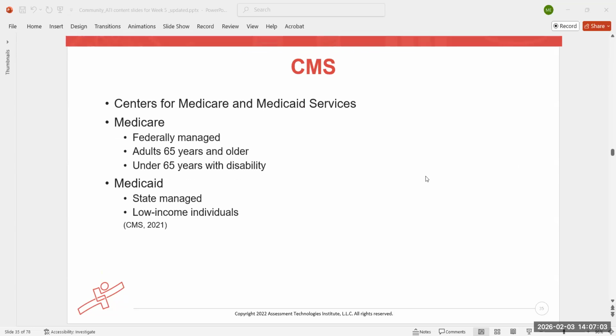We already went over this, but it again highlights differences between the centers, when looking at the Centers for Medicare and Medicaid Services, Medicare versus Medicaid.